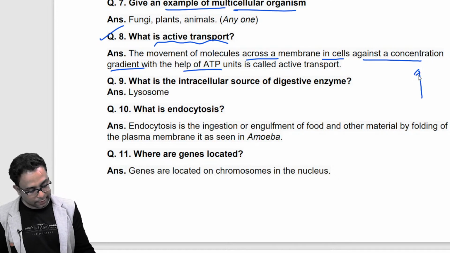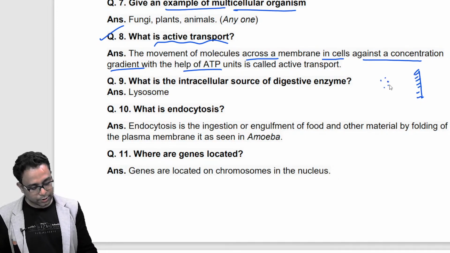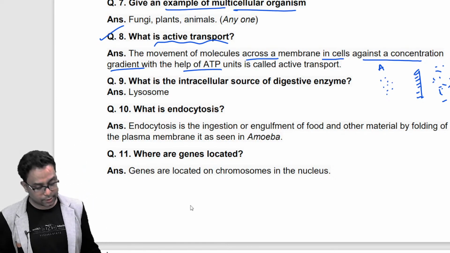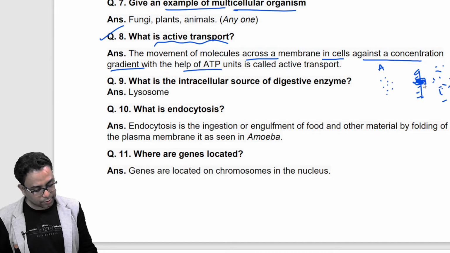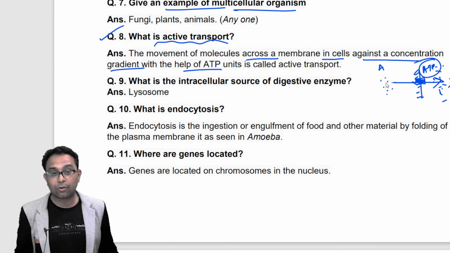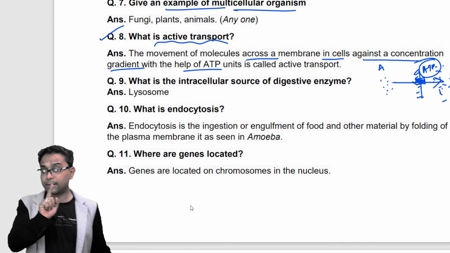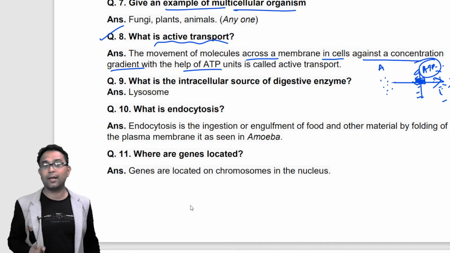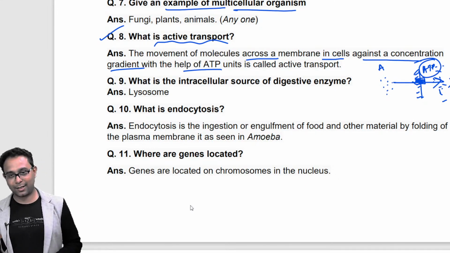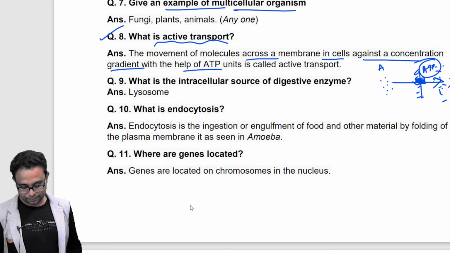Like, one membrane is there. Some solute concentration on that particular A side is low. On the other hand, on the B side the concentration of the solute is much more. But here, the solute is transported from the low concentration to the high concentration with the help of ATP. That time it is called active transport. So please bear in mind, active transport means ATP is involved and this is happening against a concentration gradient. Clear?